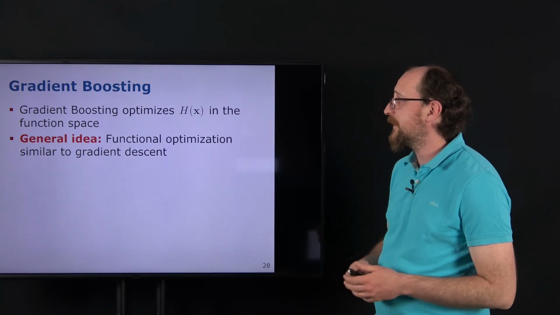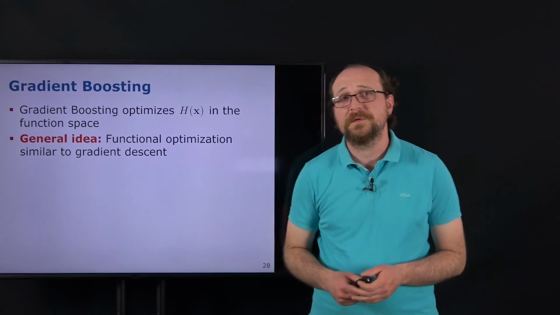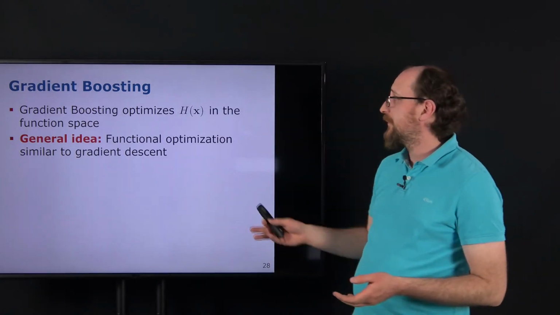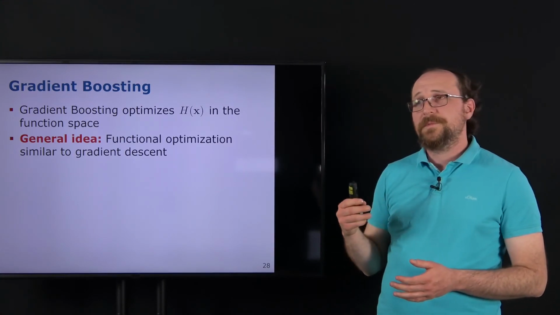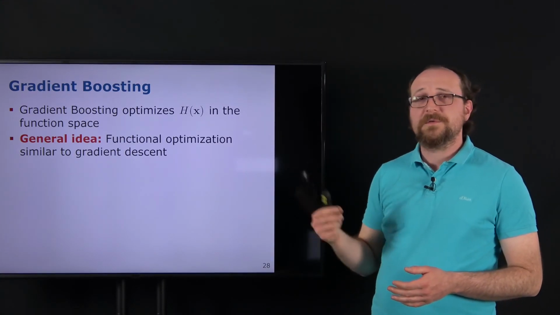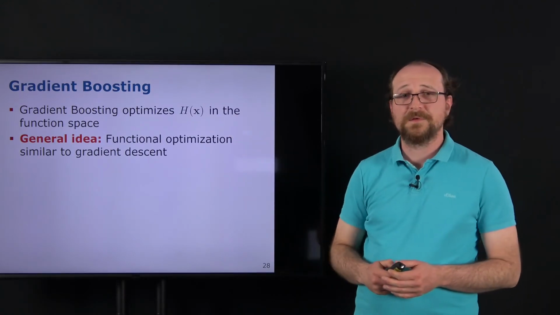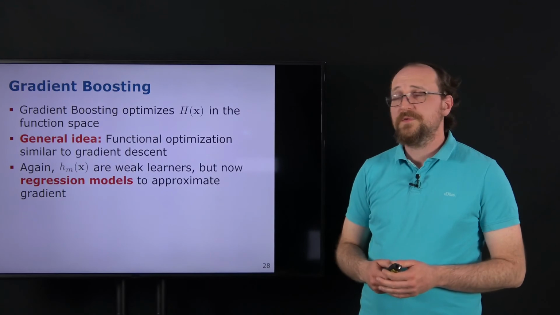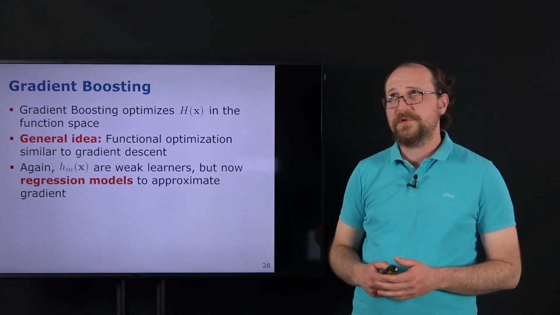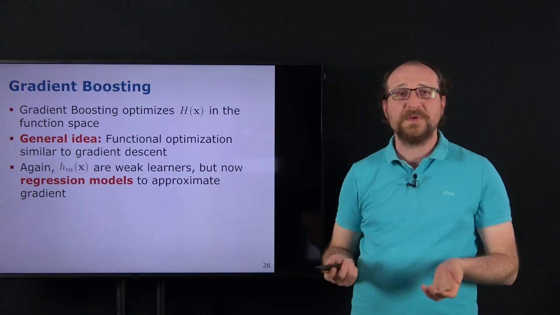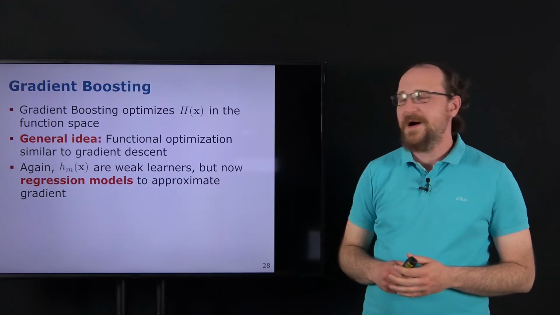And the general idea is that it's a functional optimization, similar to gradient descent. That means we have a representation of h of x, and in each step we take a step in the right direction such that h of x is better from the loss perspective. Again, we can use weak learners, but now the weak learners are regression models, which sounds a little bit strange because in the end we want to do classification, for instance. But I will show you how this works.